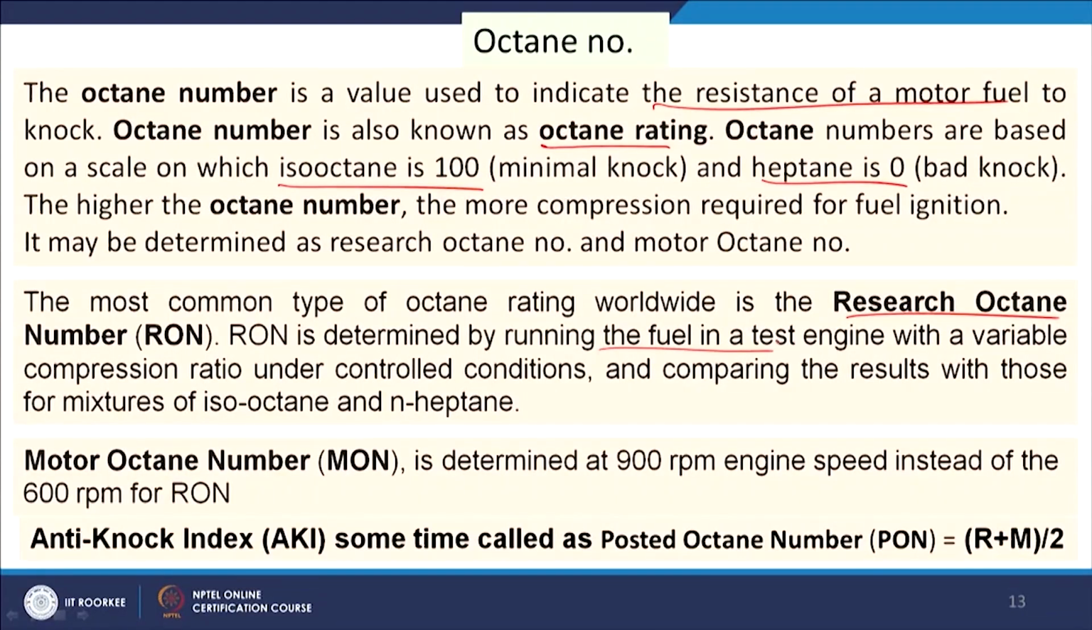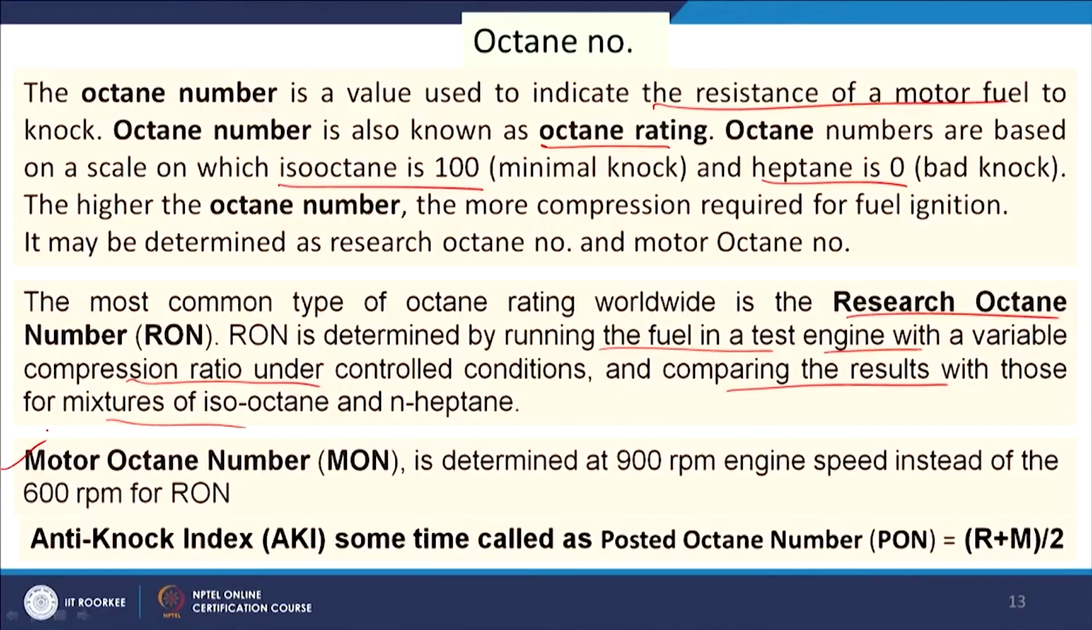The octane number we get in that case is called the research octane number, and it is determined by running the fuel in a test engine with a variable compression ratio under controlled conditions, and comparing the results with those for a mixture of isooctane and n-heptane. As I said, the percentage of isooctane in the mixture having the similar knocking behavior will be the octane number.